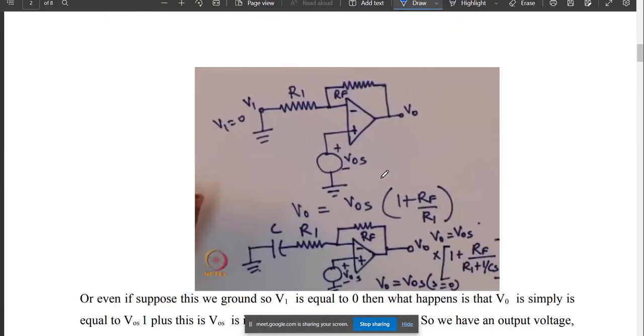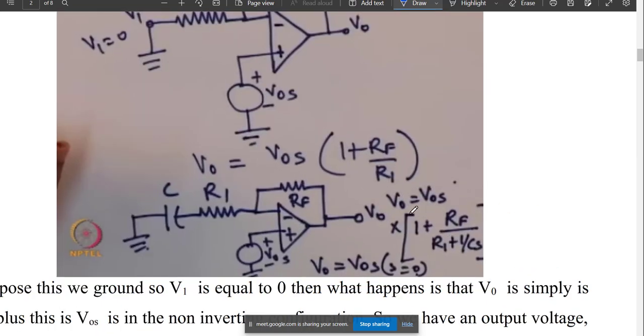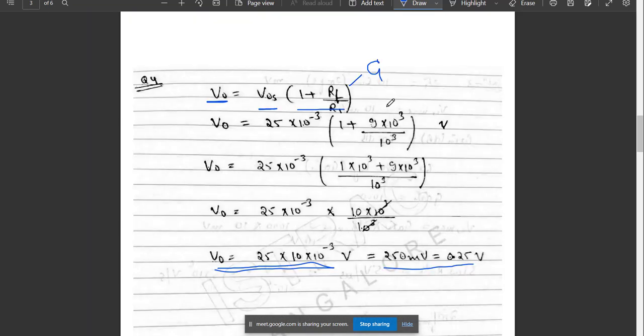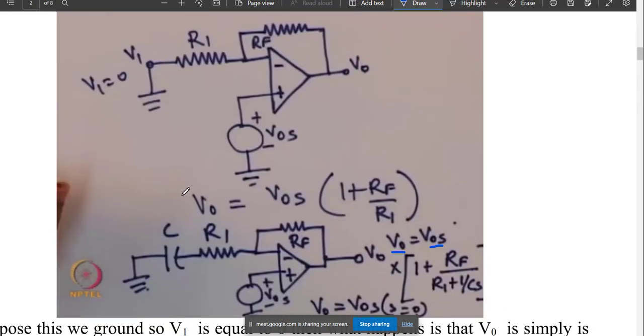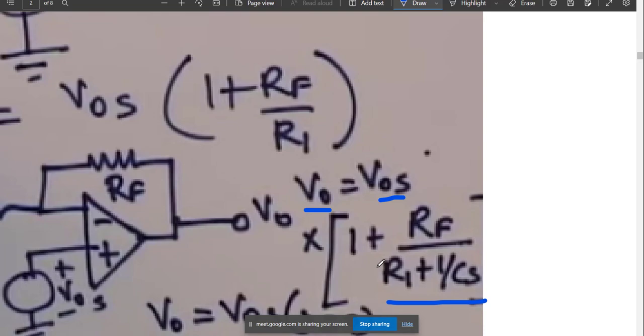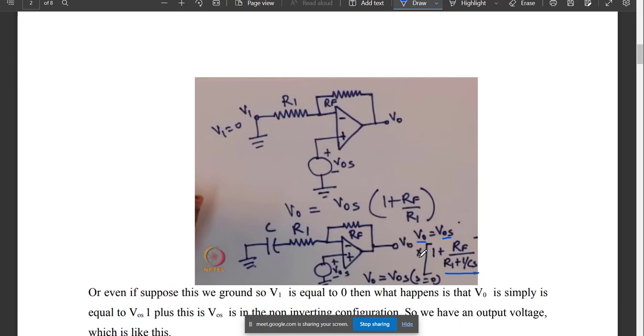To solve this, what we do is we put a C. Now when we put a C here, output voltage will become V0 equals V0S, that is offset voltage, times 1 plus RF by R1 plus 1 upon CS. Here we had 1 plus RF upon R1, but when we put a capacitor in series, we write R1 plus 1 upon CS. Correct? Is this understood so far? Yes, ma'am. Yes, absolutely.